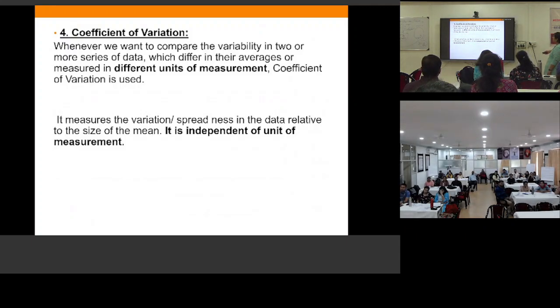To compare variability in two or more series of data: I have compared height and marks only, but I want to compare whether height is varying more in children or weight, two different variables. Whenever we want to compare the variability in two or more data which differ in their averages or are measured in different units of measurement, the coefficient of variation is used. It measures the variation relative to the size of the mean. It is independent of the unit of measurement.